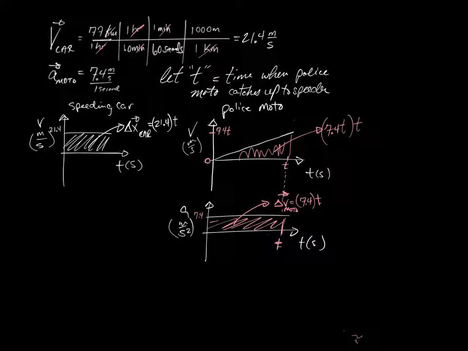That's the time to catch the speeder, and we have to divide by 2. And this will get us our displacement for the moto, right? So I'll go to a new page now, and my basic idea here is going to be the displacement for the moto has to equal the displacement of the car when the motorcycle catches up to the car. So I'm just going to set the displacements equal to each other.